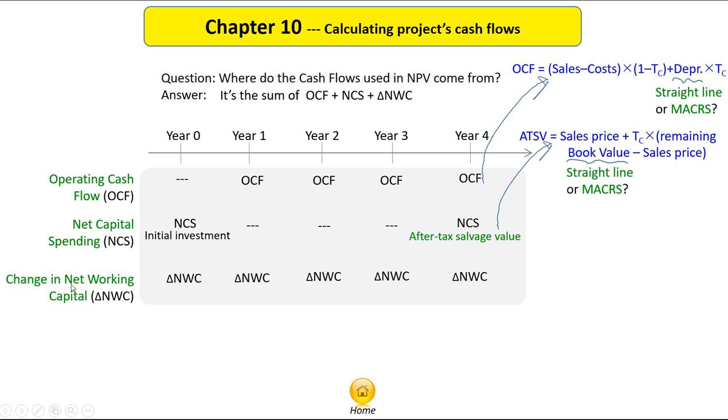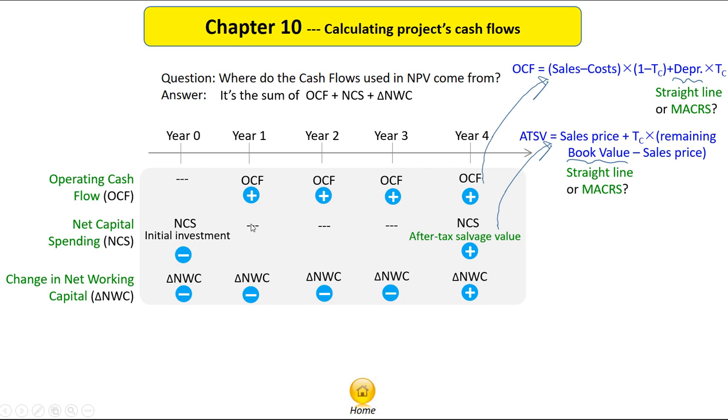And finally, the change in net working capital. It could be something you need to calculate for every single year. And for the final year, it's always the sum of everything that was invested towards the net working capital, starting year 0. So the sum of year 0 through year 3, so everything that has been invested towards the net working capital is what will be recovered in year 4.